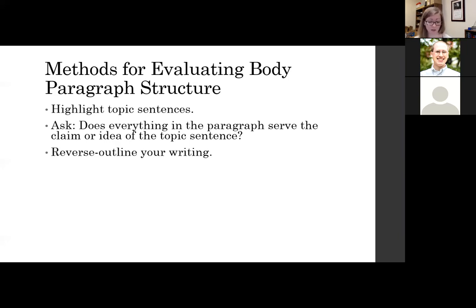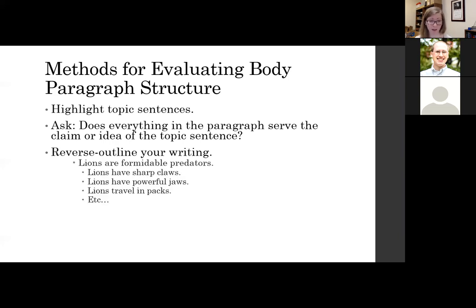Another method you can use is to reverse outline your writing. That means lay aside any outline you created before writing a first draft and make a new one based only on what you see in your paper. In the lion example from before, the original version would have been difficult to outline, but the revised version would have been simple.